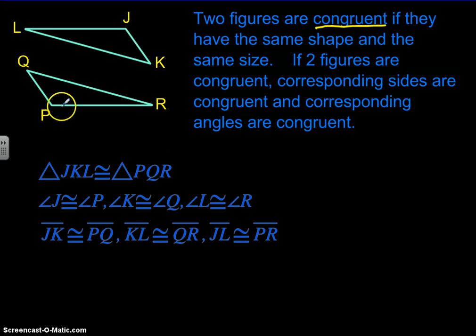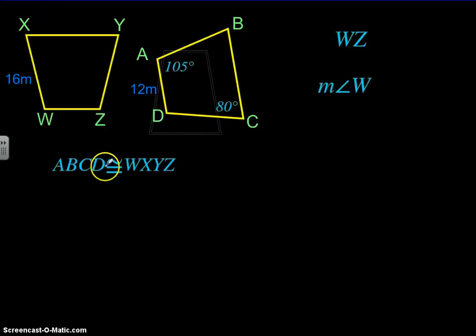So J corresponds to P, those are congruent angles. R corresponds to L, K corresponds to Q, sorry, and those are all congruent. JK, right here, corresponds to PQ, those are equal. QR is equal to KL, and PR is equal to JL. Okay, those are in congruent shapes. So let's look at another one with congruence.